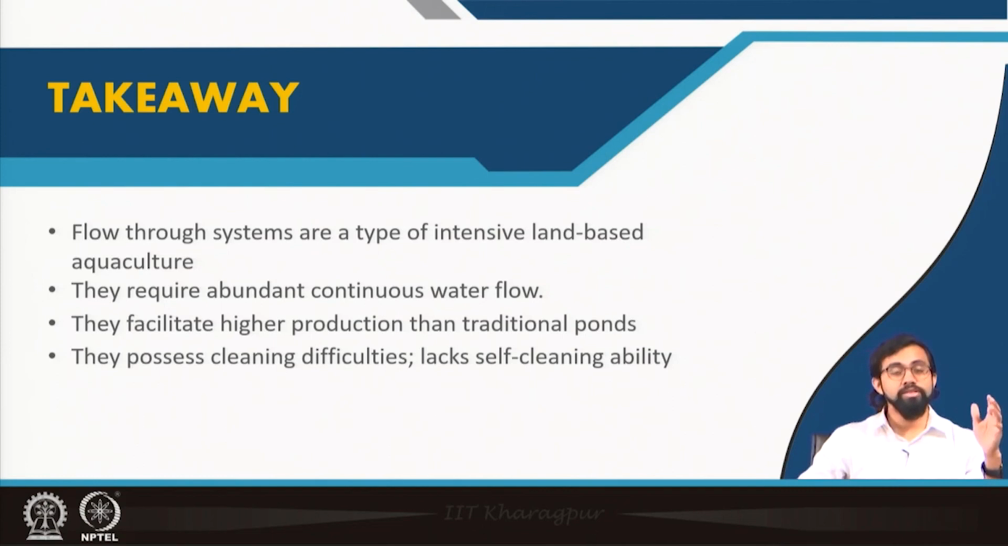So, what will be the takeaway message for today's lecture? Flow through systems are intensive land based aquaculture systems which involve a continuous flow of water in the unit. They require an abundant amount of continuous water flow. It facilitates higher production than the traditional pond. I already discussed the scientific reason behind it. They also pose cleaning difficulties and lack self cleaning ability.